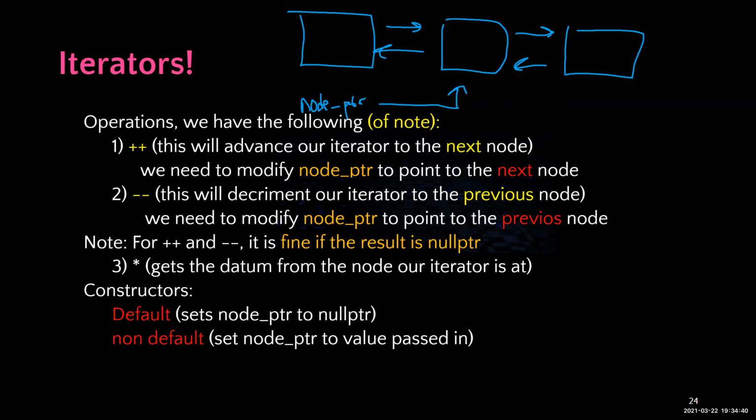So how do we actually accomplish that? Well, we know that node pointer points to a node. And we know that nodes have 3 things with them. They have a previous node, a next node, and a datum. So if we wanted to get the next node in memory, we can do the exact same idea we had in our traversal, right? Can't we just say node ptr equals node ptr next? That's sloppy.